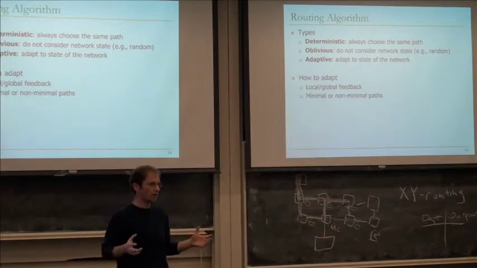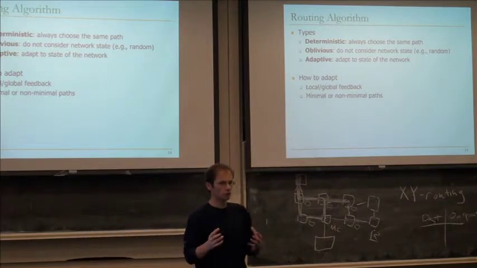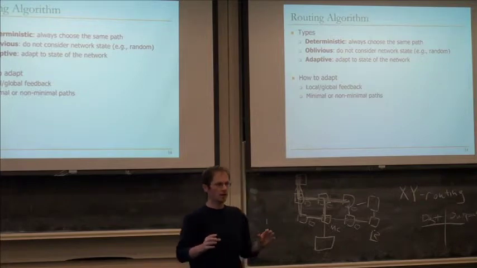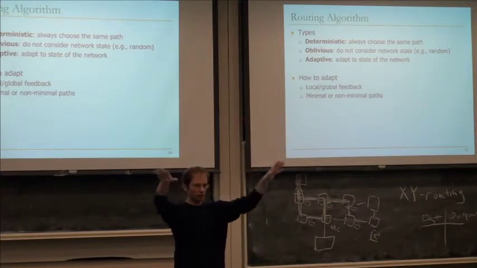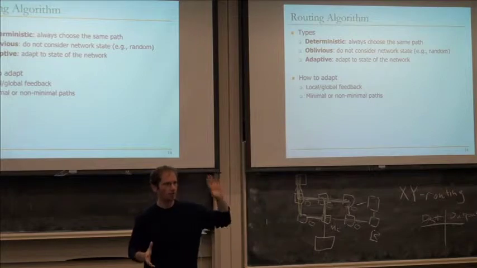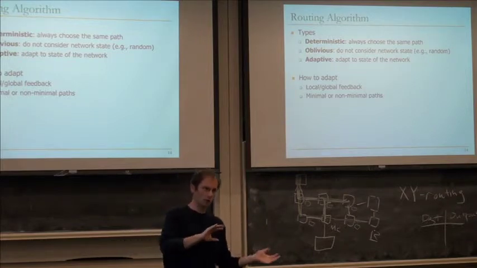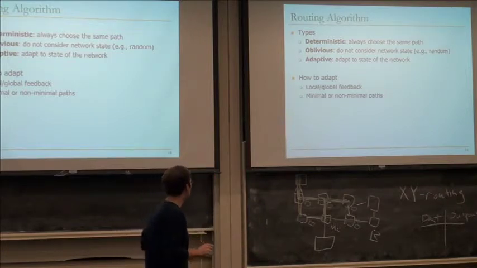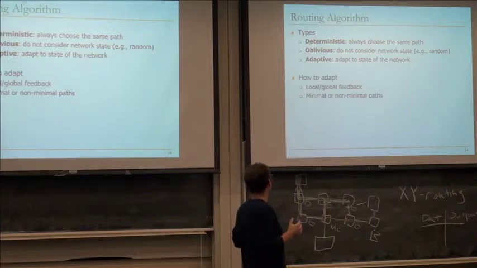Or they could coordinate with a central controller of some sort that says, okay, I'm going to aggregate statistics from the entire network and figure out this half is more congested than this half, so I'm going to try and shift traffic over the other way. Or you could have some combination of those.